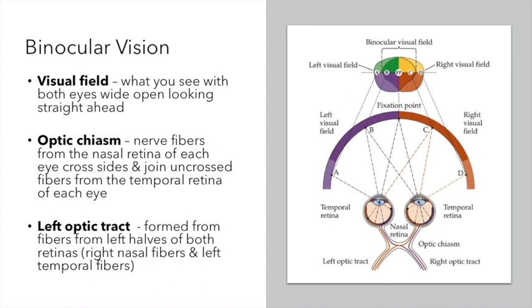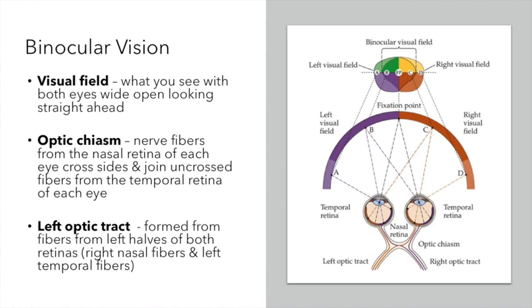So for example, if you look as far to your right as you can, this would be point D, and images from your right peripheral vision only hit the nasal retina of your right eye. So the nasal retina is just the medial part of the retina, and the temporal retina is the lateral part. Points B and C, as well as point FP, which stands for focal point or fixation point, these are all points that are in your binocular field, so you see them with both eyes at the same time.